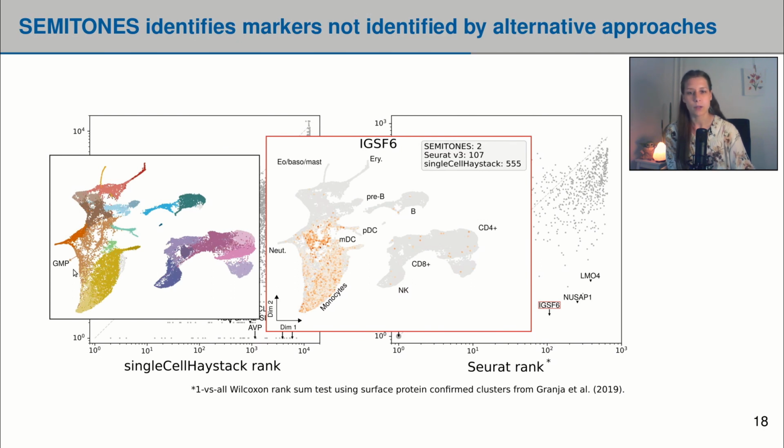Now, of course, all 3 of these methods identify biologically relevant and informative genes. But these results do show that SEMITONES can identify highly specific markers that are not identified by alternative approaches. Again, this comparison is qualitative, so we set out to compare SEMITONES to alternative approaches in a quantitative manner too.